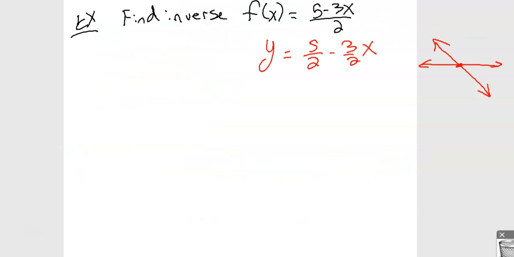Now, what we're going to do is swap the x and y. So literally, this is the y. We're going to swap that to an x, and then swap that to a y. We're just going to swap the x and y. So remember, that's what an inverse function is, the x and y's swap. And then we're going to just use algebra to solve that equation. We're trying to solve for y. Okay, that's what we're trying to do. So we're going to minus 5 halves.